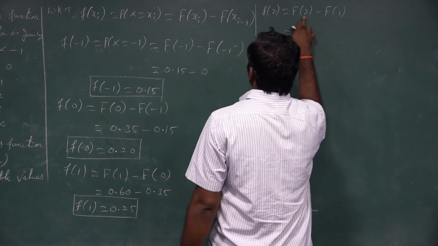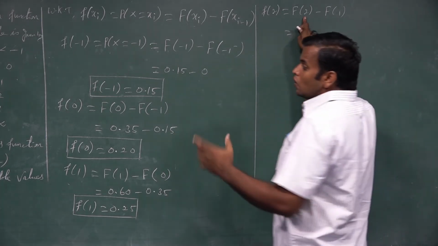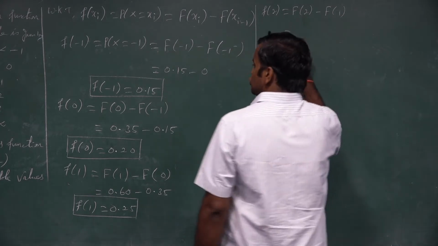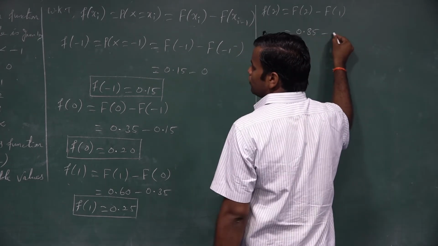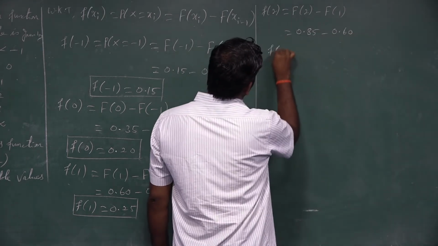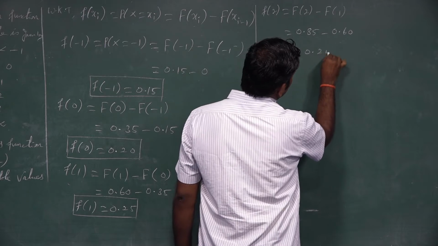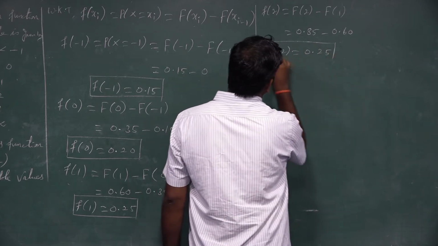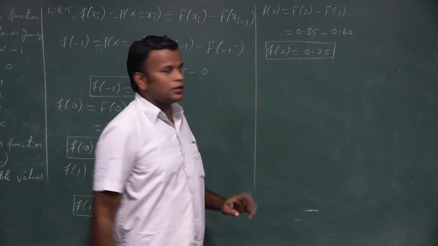When x is 2, capital F of x is defined as, you see the table, 0.85 minus f of 1, whose value is given as 0.60. So f of 2 value is also 0.25. 85 minus 60 is 25.